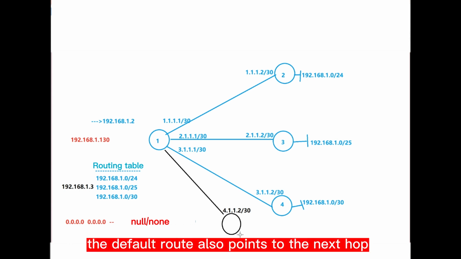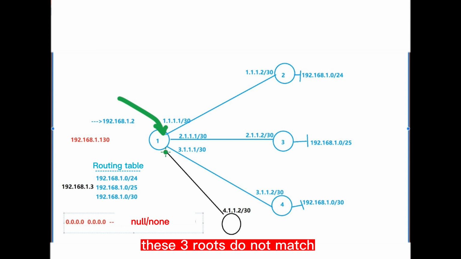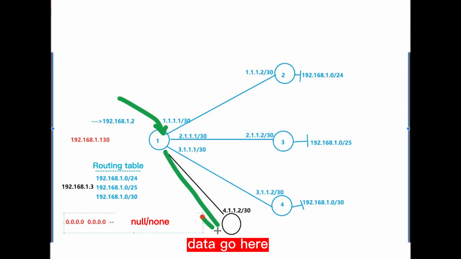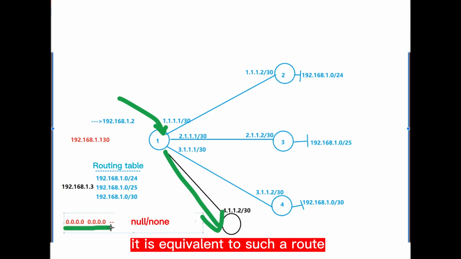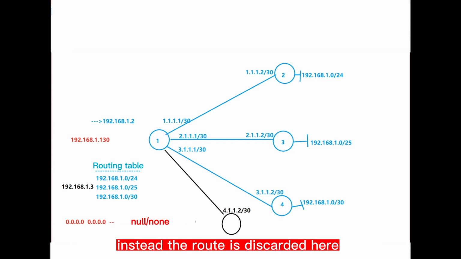The default route also points to a next hop. If in the future data arrives here and these 3 routes do not match, the data goes here and matches the default route. It is equivalent to such a route, where the next hop is here. Then the null I just wrote is also a next hop. Only, it represents not sending out this route, but instead the route is discarded here.